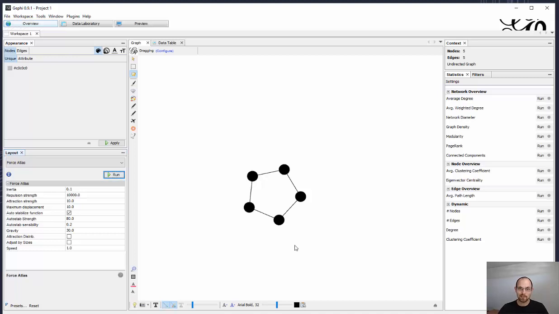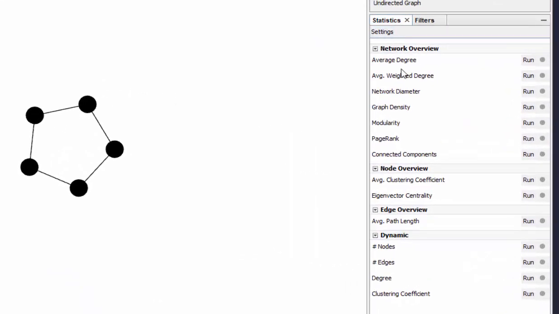Alright, now we have this circle and we basically want to calculate some basic statistics. And the major thing that you probably want at the beginning is centrality scores, because centrality scores are very popular actually. So let's look here at the statistics tab of Gephi, and you see there are quite a few options of statistics, of key metrics that you can calculate.